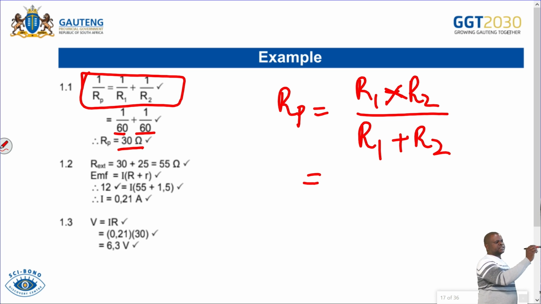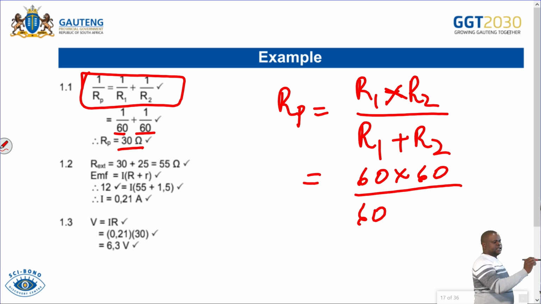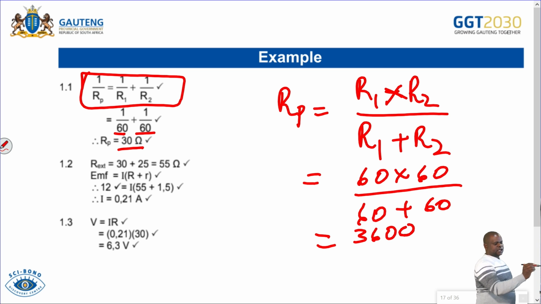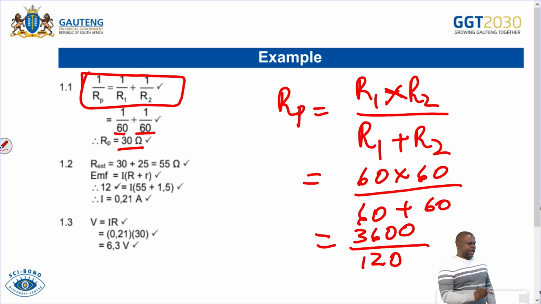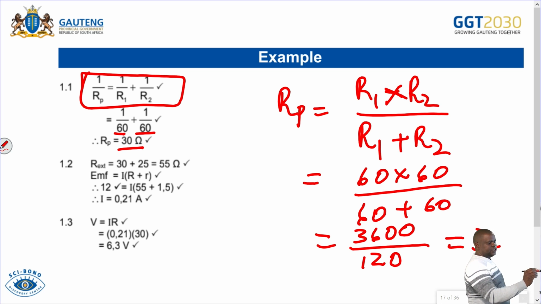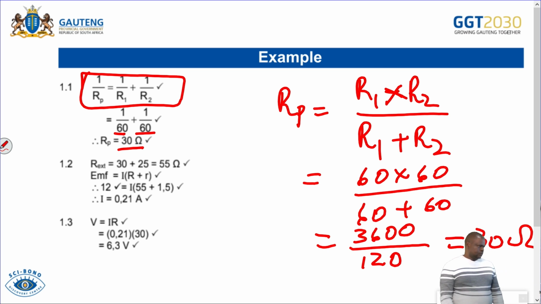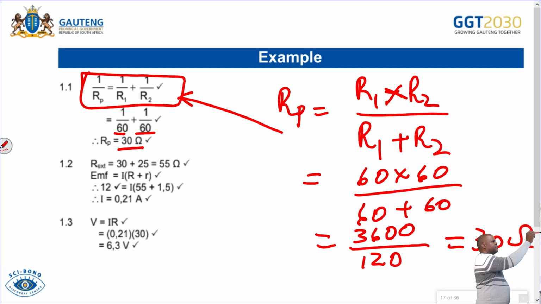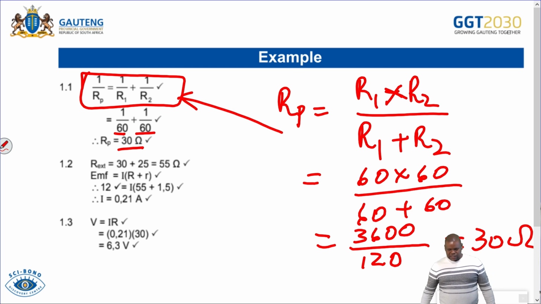Then when we substitute, you're going to say 60 multiplied by 60 divided by 60 plus 60. Then at the top, we're going to get 3,600 divided by 120, and that gives us 30 ohm. Are we together? 30 ohm. Now, that is how you can see this method and this one. These two formulas are giving us the same answers.